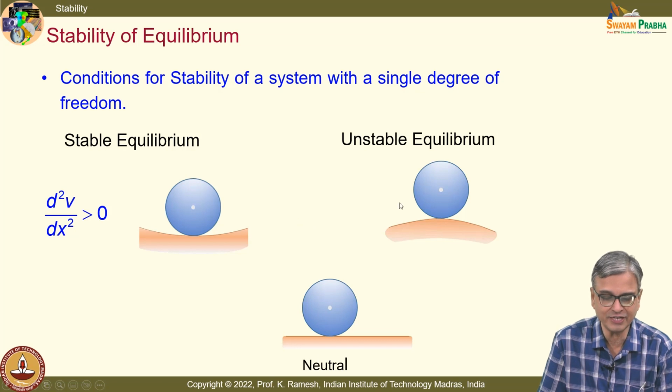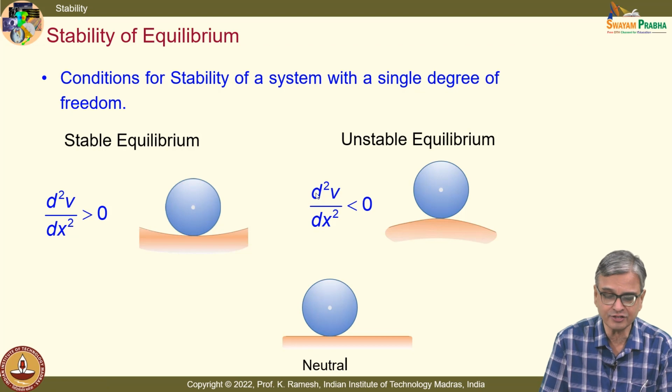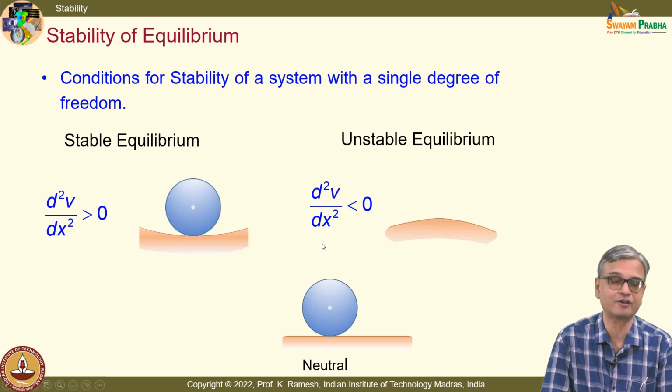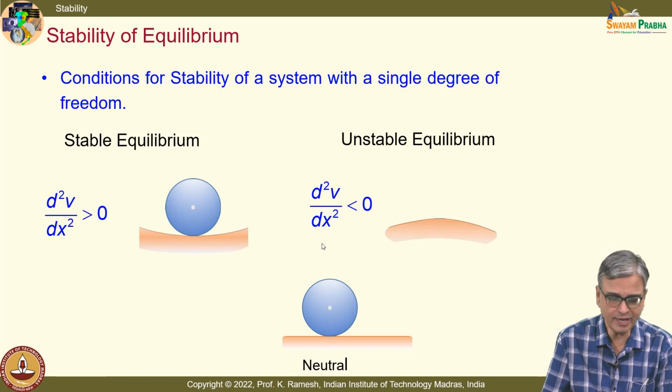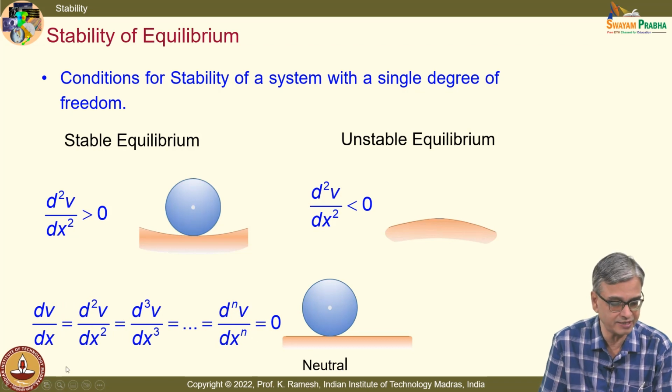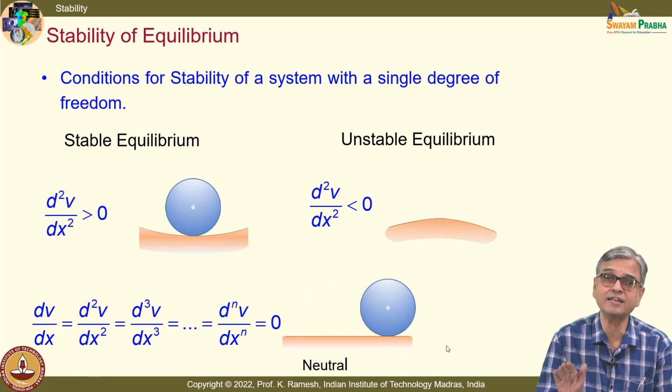And I have a situation like this, when I disturb, it does not come back to its original position. You have investigated what is the sign of d squared V by dx squared, then you say it is unstable equilibrium. And you also have a situation when all these differentials are 0, dV by dx, d squared V by dx squared, d cubed V by dx cubed and d to the n V by dx to the n, when all of these go to 0, when you disturb, it goes to another equilibrium position.